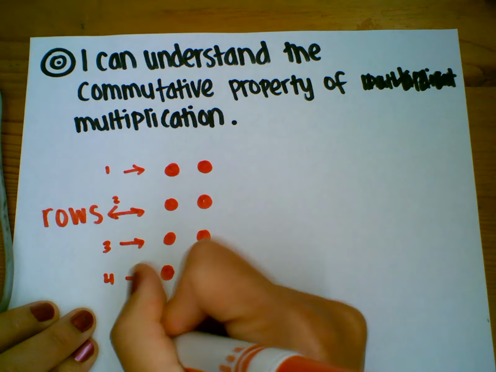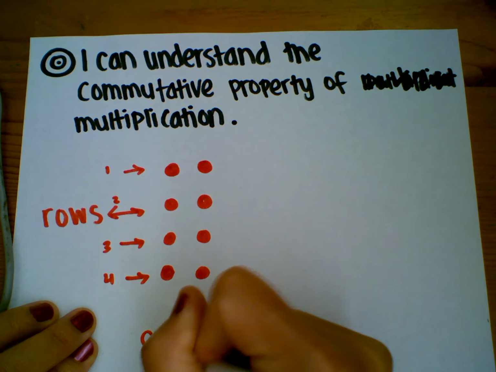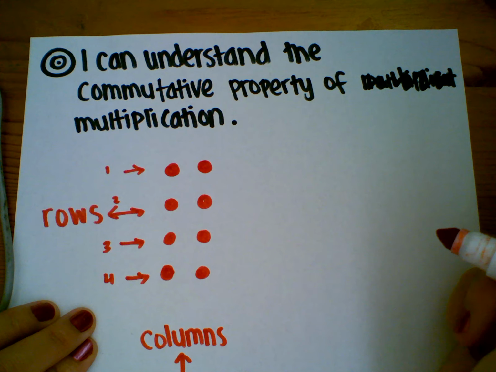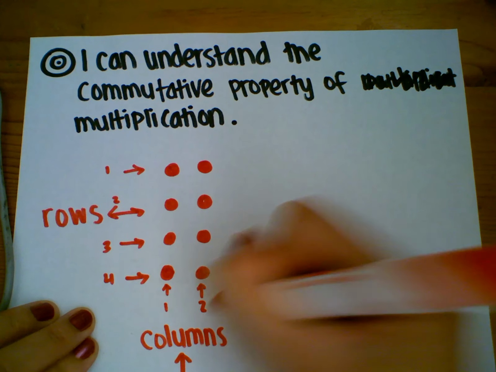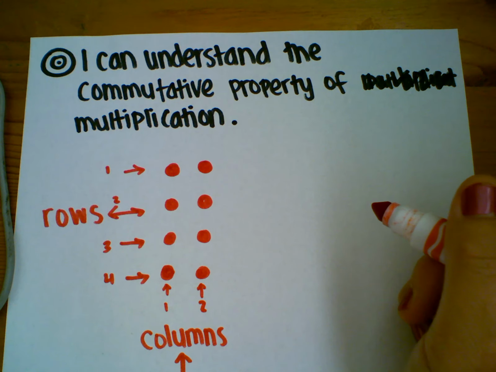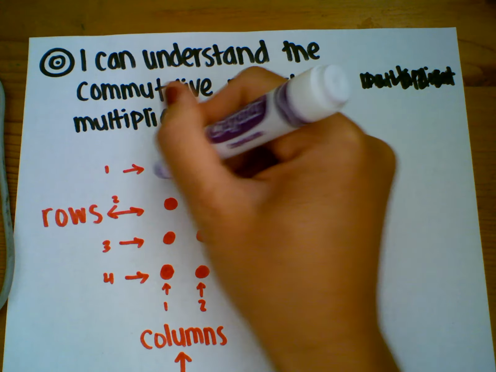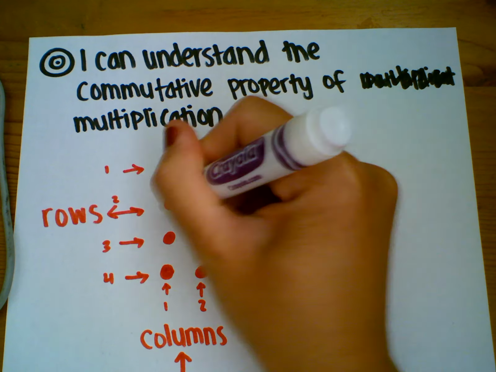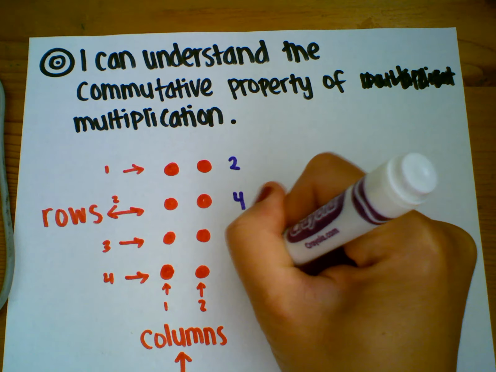And then the columns go up and down. So I'll write that down here. So columns, so you have column 1 and column 2. Alrighty, so here if we're going to practice our skip counting with multiplication, we can count the rows. Here we have 2, 4, 6, and 8.